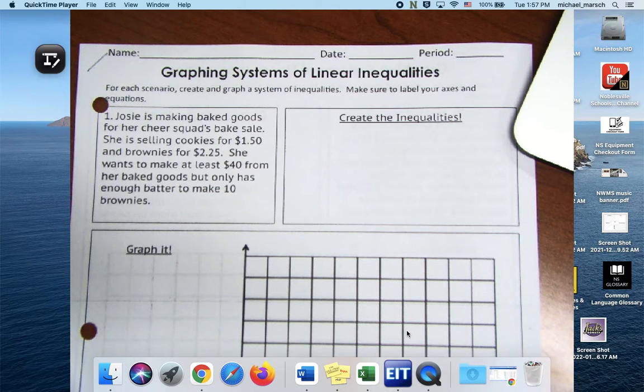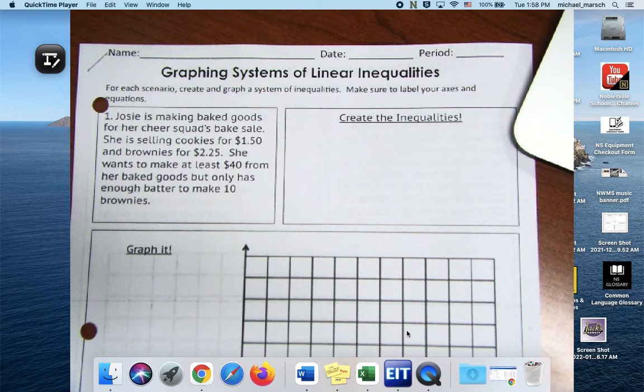Graphing systems of linear inequalities. Create a graph. Make sure you label your axes and equations. All right. So we have Josie here making baked goods for her Cheer Squad's bake sale. She's selling cookies for $1.50 and brownies for $2.25. She wants to make at least $40 from her baked goods, but only has enough batter to make 10 brownies.